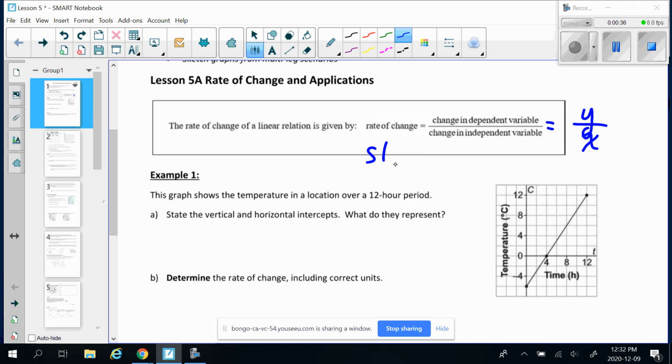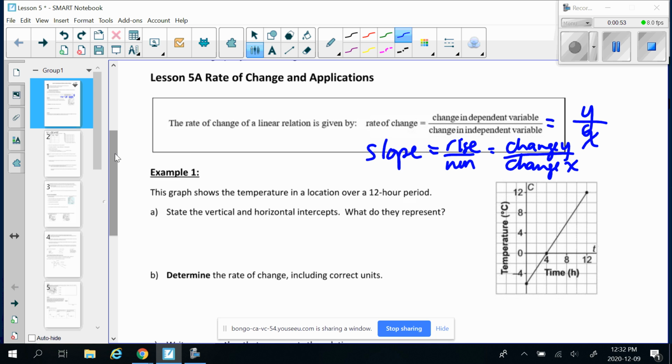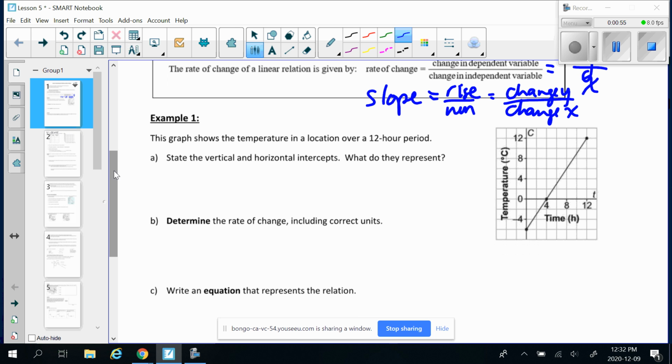So if you have rise over run, really what you're looking for is your change in y over your change in x. So the rate of change is a slope. It's just a slope with a word problem. So here's an example. This graph shows the temperature in a location over a 12-hour period. It starts at a very cold temperature, and then the temperature starts to go up.